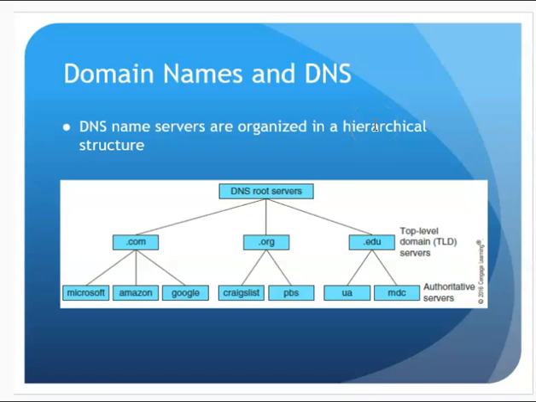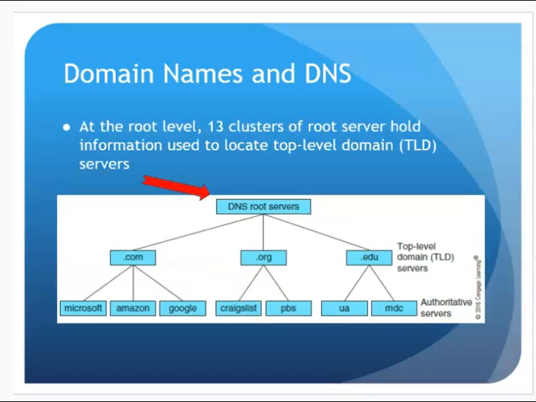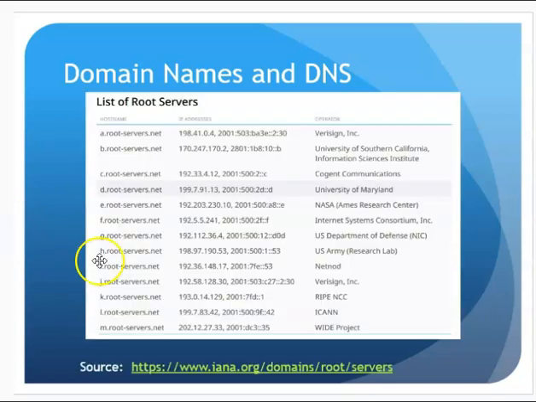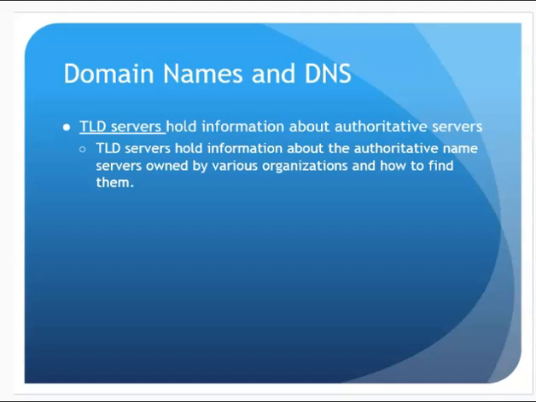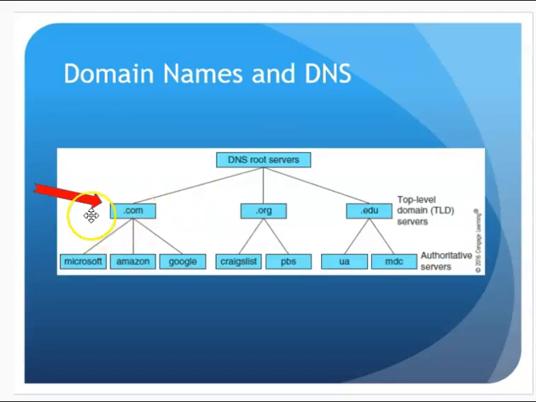DNS servers are organized in a hierarchical structure. You have your root servers that we mentioned earlier. Then we have top-level domain servers, com, org, edu, and so forth, and then the authoritative servers for specific companies. There are like 13 clusters of root servers that hold the information. This is from IANA, showing the root servers scattered around the globe. The top-level domain servers hold information about the authoritative name servers for particular domain names and how to find them. They're at this part of the structure.